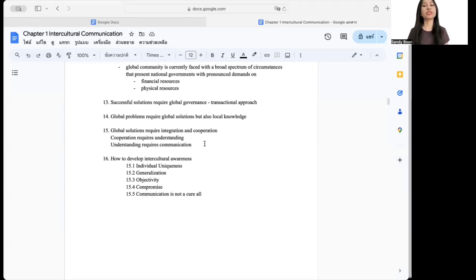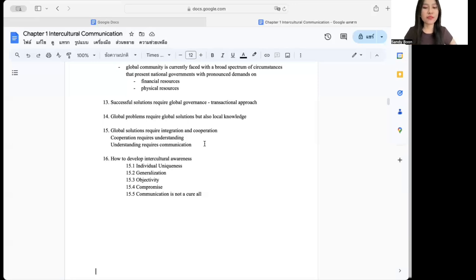Number 15 shows you the steps that everything is related. Global solutions require integration and cooperation. And cooperation requires understanding. And understanding requires communication. That's why we need to learn about intercultural communication.